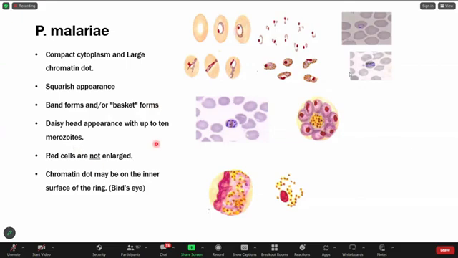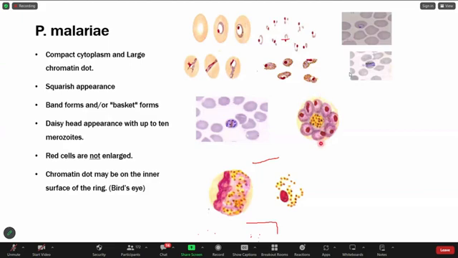Then for the schizonts, there is what they call the daisy head appearance. They look as if they are organized. The pigment is in the middle, but the merozoites are organized around that pigment. That is a feature of P. malariae schizonts. Also, the red blood cells are not enlarged, but the distinguishing feature here from P. falciparum, where the red cells are also not enlarged, is that the merozoites are fewer, like 8 in the schizont.